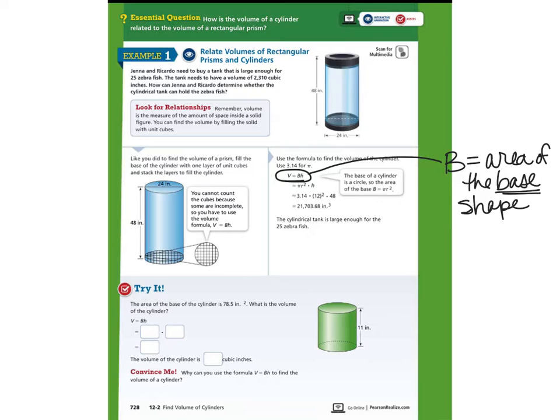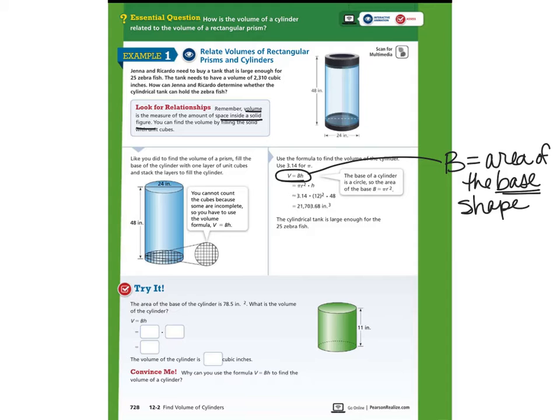In this first example, we have a fish tank that is in the shape of a cylinder. In order to find the volume, or the space inside that solid figure, remember volume is the space inside, you could fill that with cubes. But the problem is that you can't do that with a cylinder because of the circular shape. Instead, you would need partial cubes, and then it would be very difficult to count those because they would be cut off at different points.